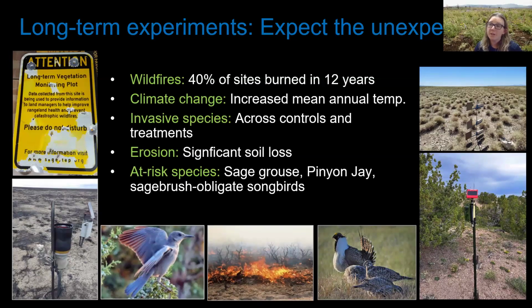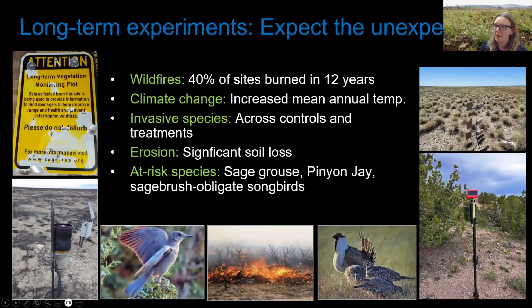We've seen definitely a change in climate. We've seen an increased mean annual temperature across the network. Invasive species have increased across both controls and treated plots. We're seeing significant soil loss. That's mostly wind erosion. And then we've collected some really cool data on some, especially bird species at risk, including sage grouse and pinyon jay.